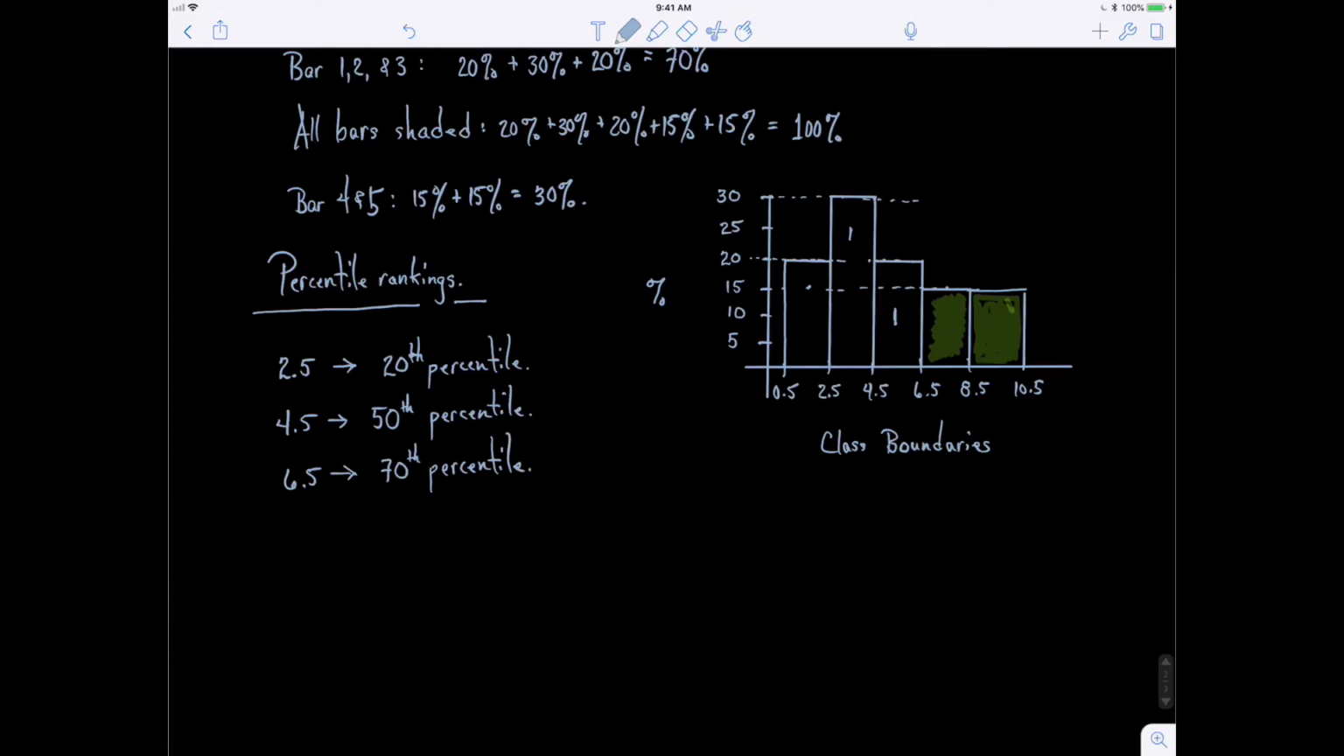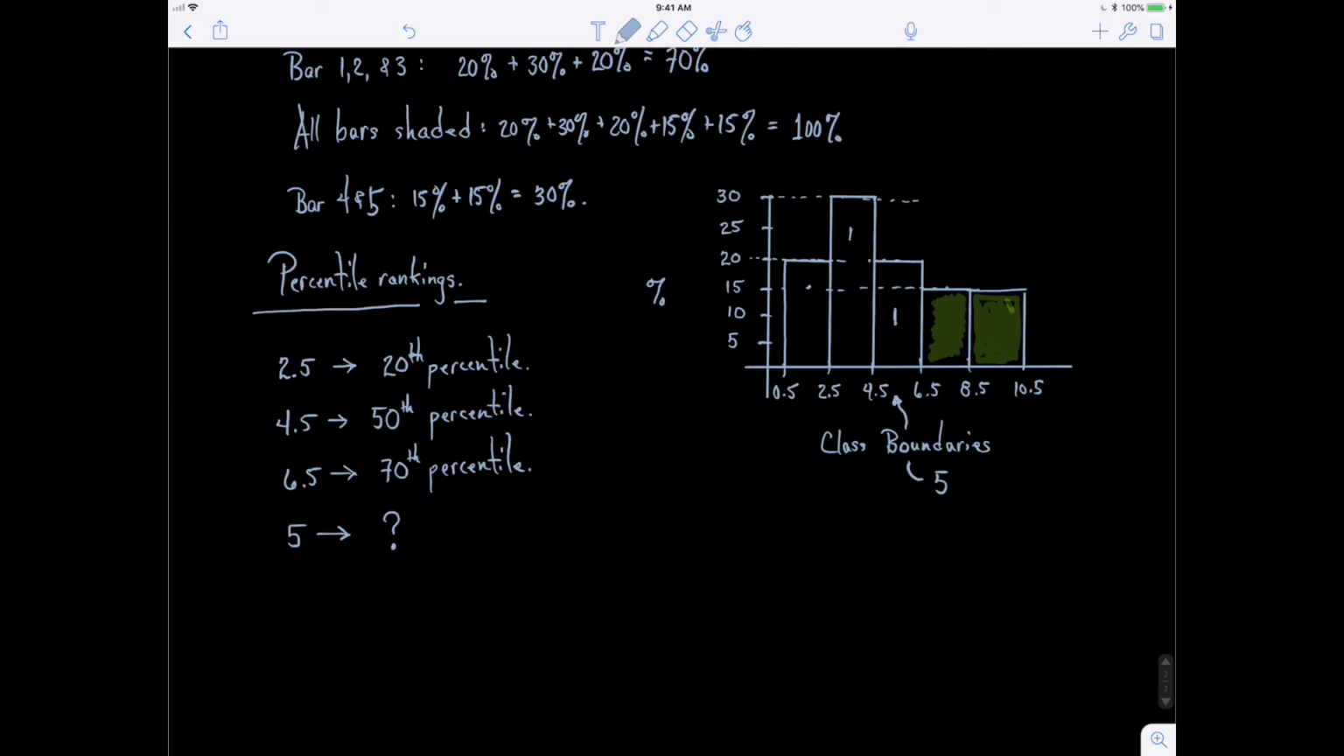Now, what if I asked you for 5? What about something like 5? Well, my initial reaction is a bit of a question, because notice that if I have the value of 5, it lands somewhere inside the bin. And the answer is, we don't know.